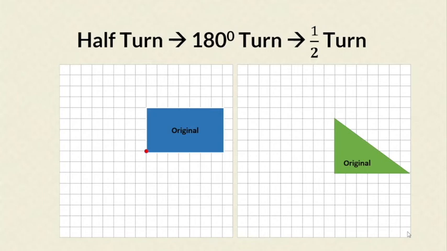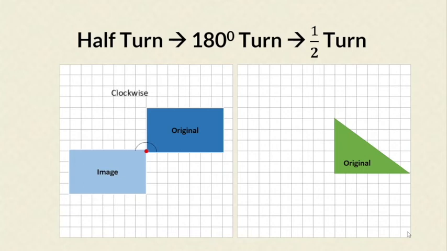This time the size of the turn is 180 degrees and the turn we are supposed to take is clockwise. Now can you see the image created after making a half turn clockwise? And the angle created between the two shapes is also 180 degrees.